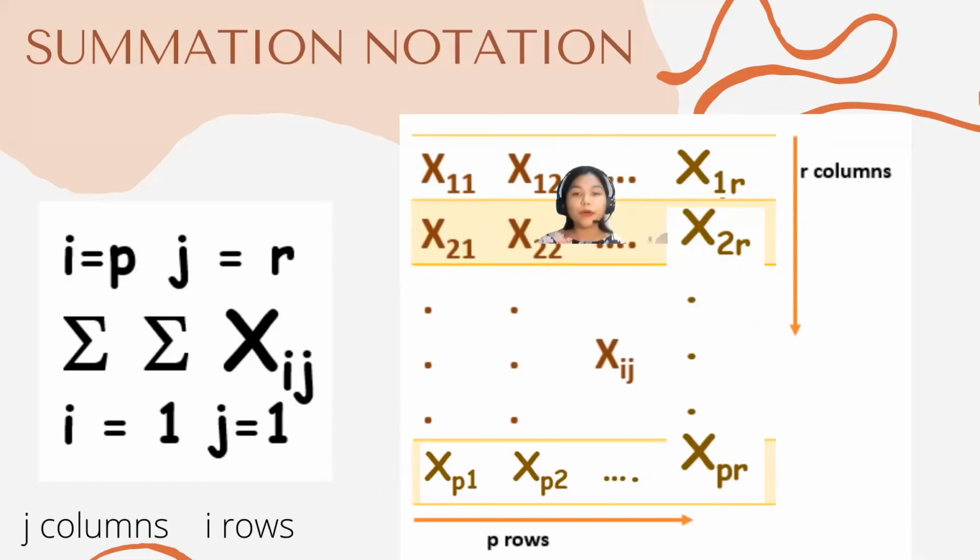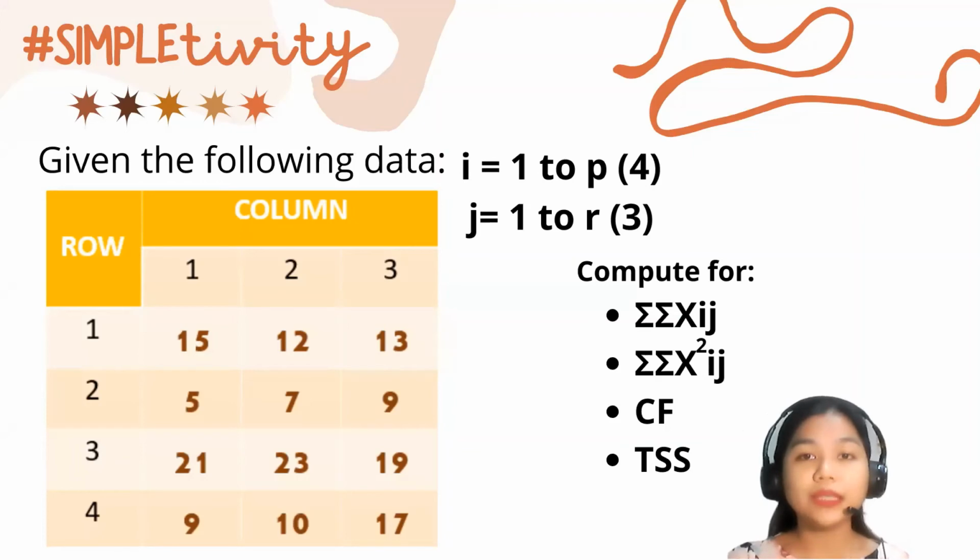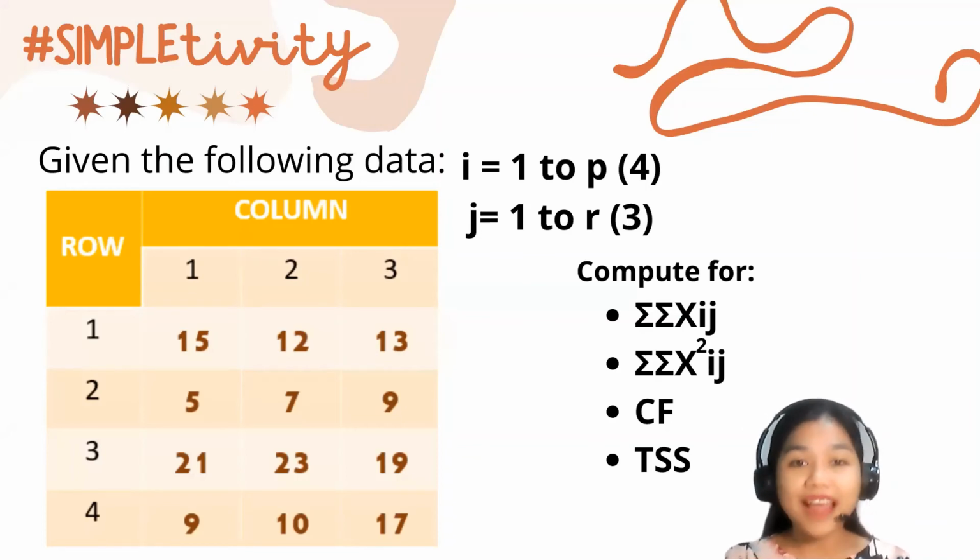Again, it's very important for us to identify the position, right, of the values that we are referring to. Since we already know how to read double summation notation, we also know how to expand it, then how to plug in those arbitrary values in a two-way table. So let's try computing using real numbers, okay, or real values in a two-way table. So I've used here 4 rows and 3 columns.